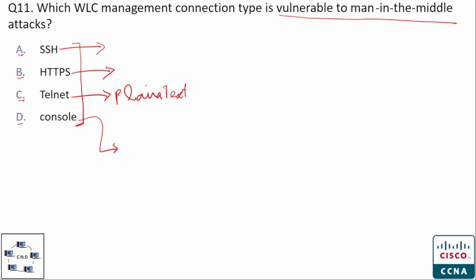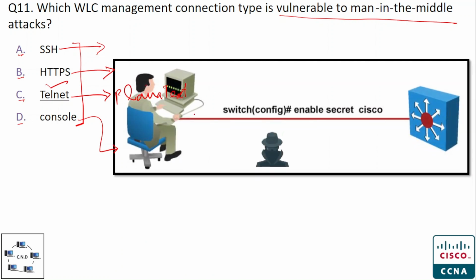Console traffic is basically not sent over the network. Console is when you connect to the device directly through the console port. So Telnet is susceptible or vulnerable to man-in-the-middle attacks because it sends traffic in clear text. As we can see here, if this user or administrator is using Telnet and configuring this device, and let's suppose he or she sets the password, say Cisco, on this device, this password can be eavesdropped or seen by the man in the middle because the text is sent in clear.